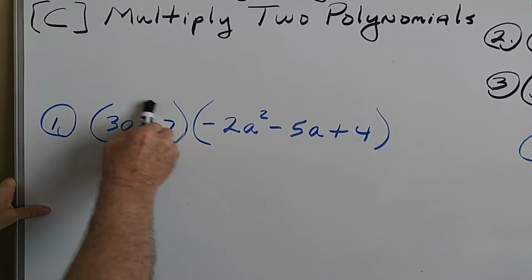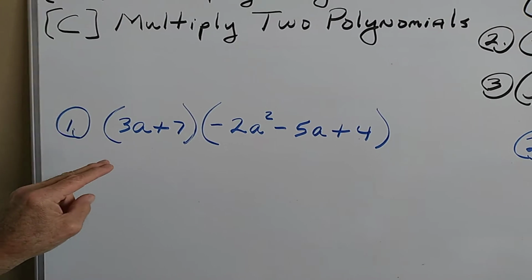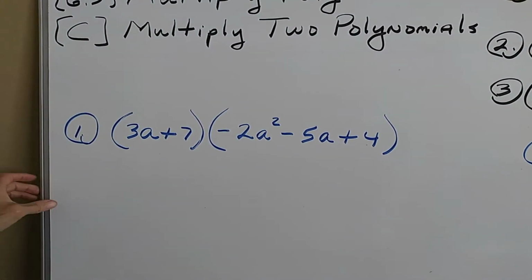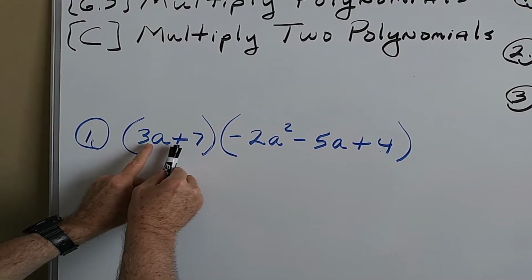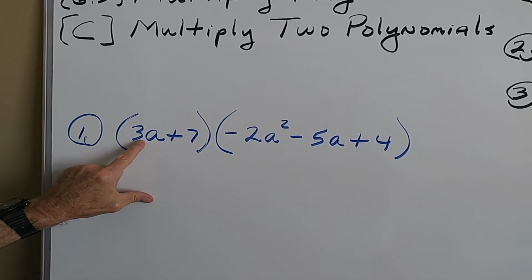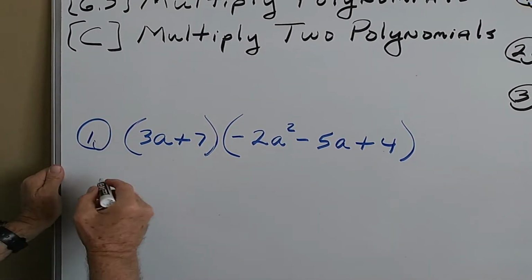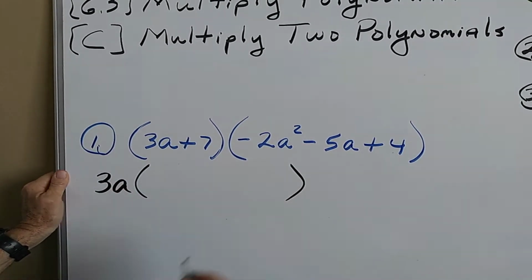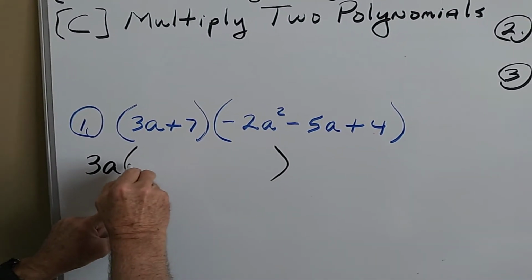This overall distributor is made up of two separate little distributors. Each one is going to have to be distributed over this trinomial. So we're going to set this problem up first. This is going to be our distributor. We begin by bringing down the first term of this binomial distributor. We bring it down, and we show that it's going to be distributed over this trinomial factor.